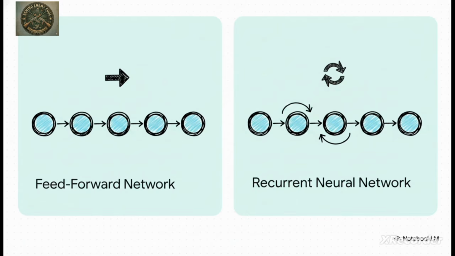But then, compare that to a recurrent neural network, or RNN. An RNN does something totally different. It feeds the output of a neuron back into itself for the next time step. It introduces feedback loops. This gives the network an internal state, or a memory, making it completely perfect for sequential data, like natural language processing or time series predictions.